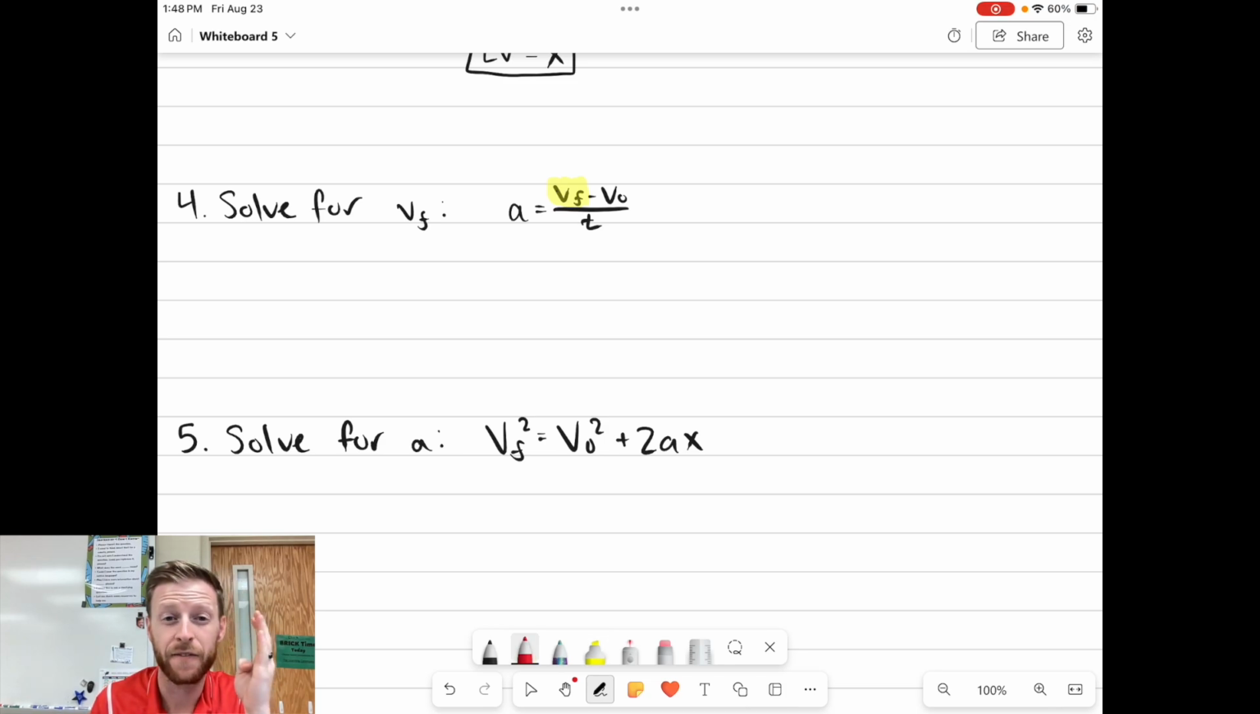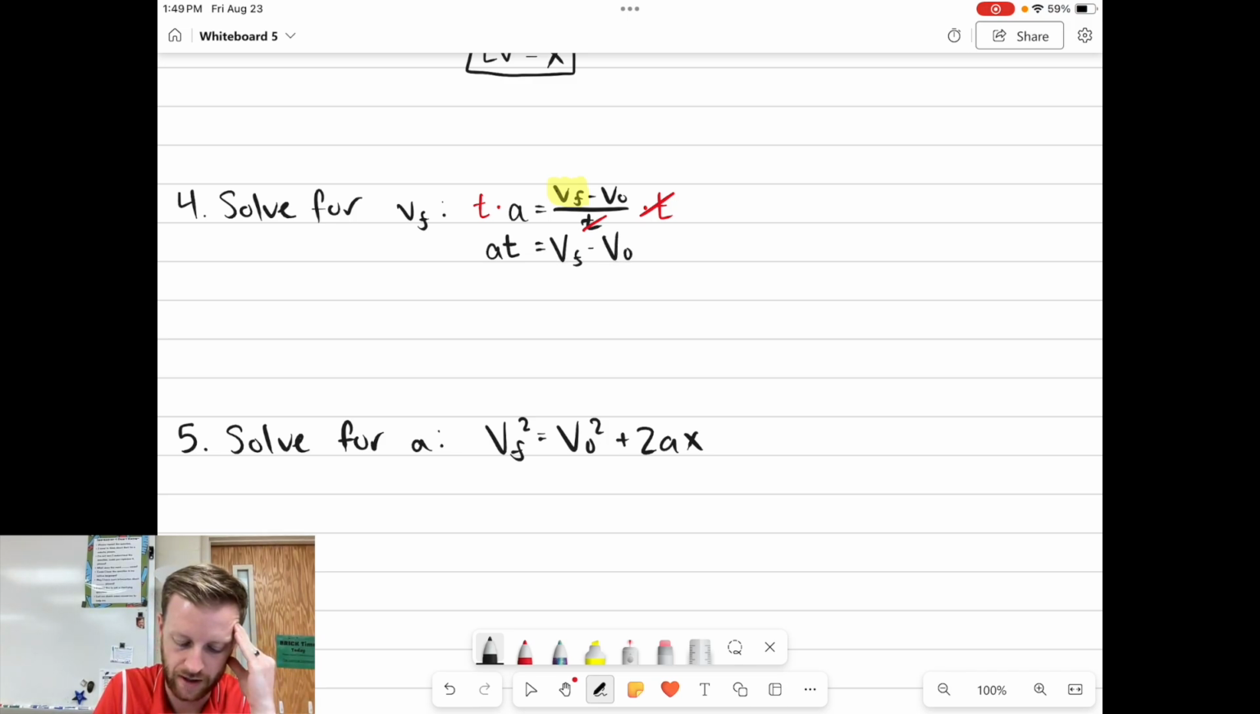However, first thing is I got to get rid of the fraction. I got to get rid of t. It's being divided. So I'm going to multiply both sides by t. Well, that makes these two things cancel, which gives me a t. And notice I changed the order. That's okay. It's okay if you change the order. It's multiplication. Is equal to vf minus v naught.